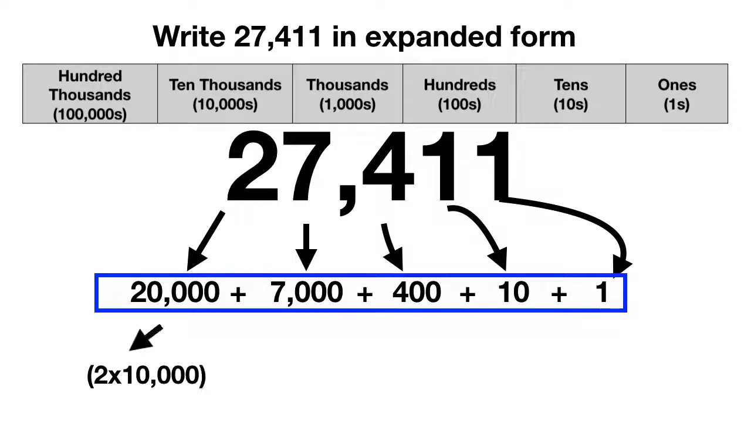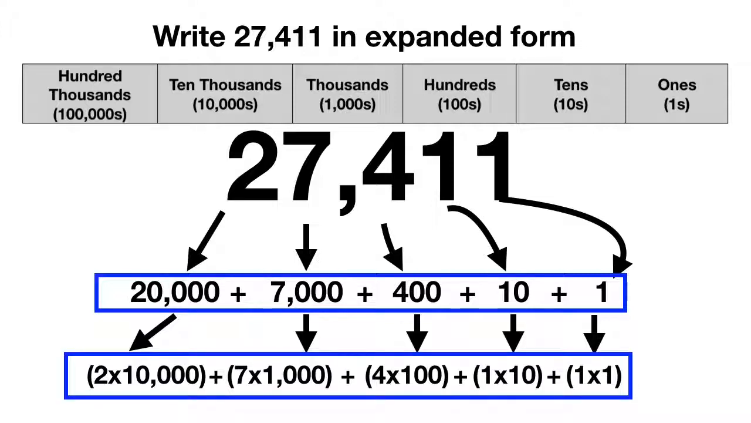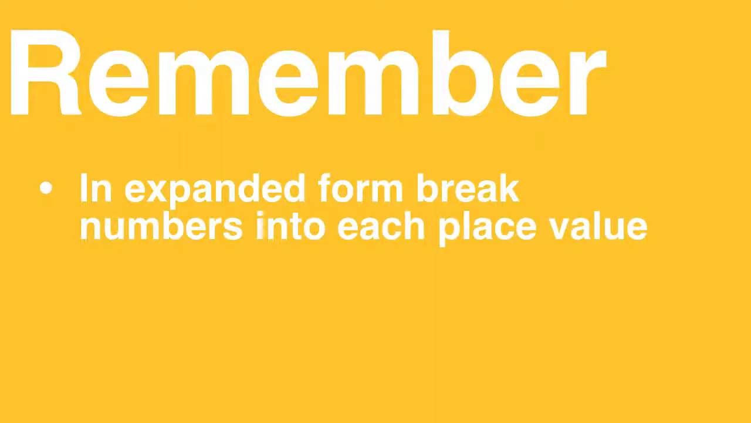Well, 20,000 can be shown as 2 groups of 10,000. 7,000 can be shown as 7 groups of 1,000. 400 can be shown as 4 groups of 100. 10 is just 1 group of 10, and 1 is just 1 group of 1. This is the other way you can write this number in expanded form. So from today, remember, in expanded form, break numbers down into each place value, and then write down the value of each digit.